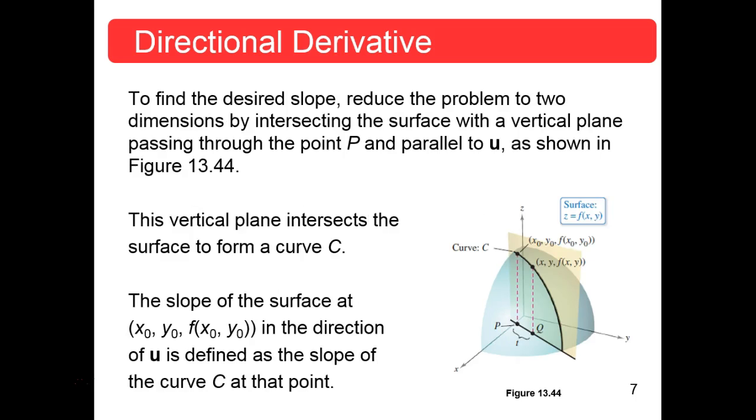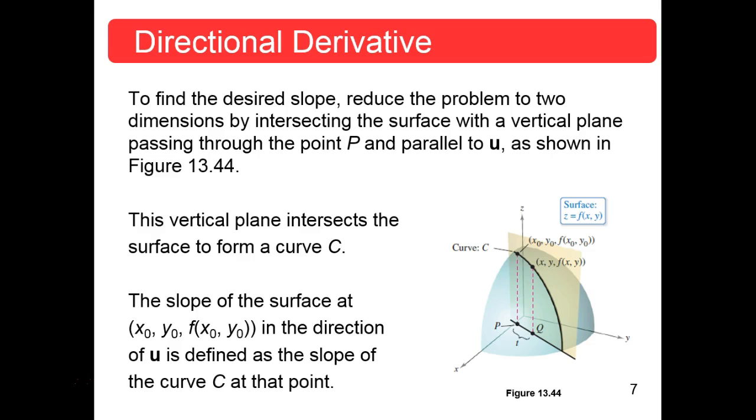Okay. So to find the desired slope, reduce the problem to 2 dimensions by intersecting the surface with a vertical plane passing through the point P parallel to that unit vector. So yeah, the unit vector is basically giving you a direction. Because it's a unit vector, the length is 1. There's nothing special about the length, it's 1, okay? What's special about the vector is its direction, okay?